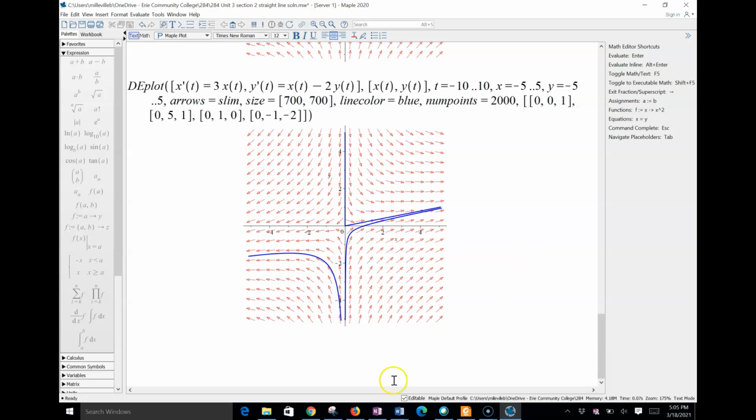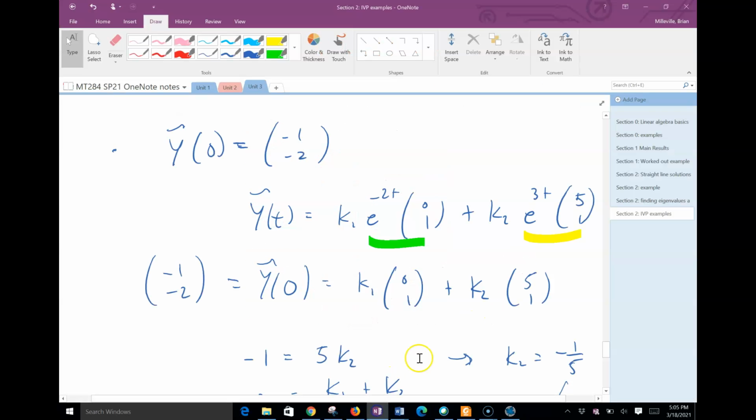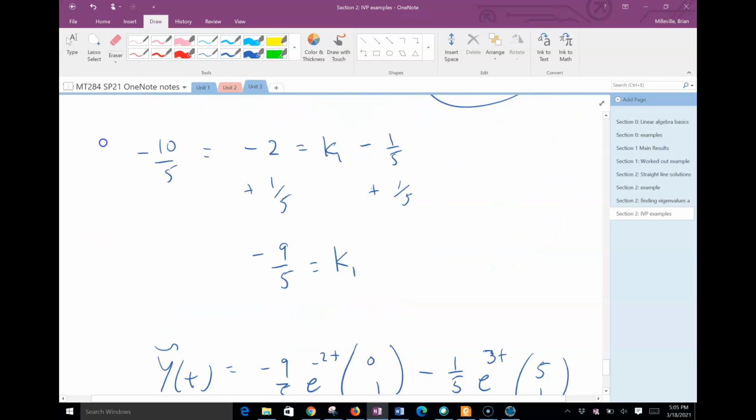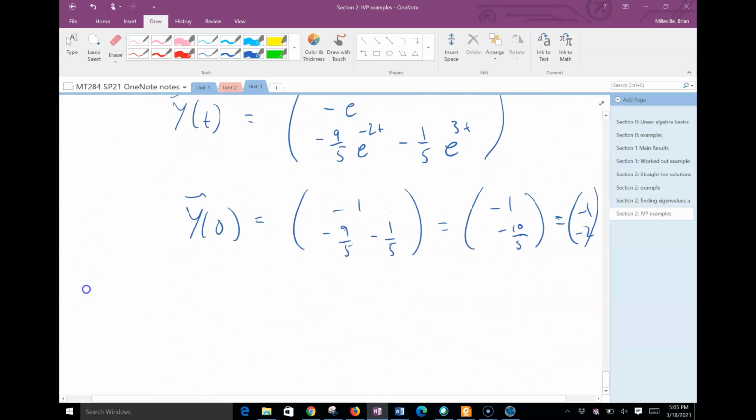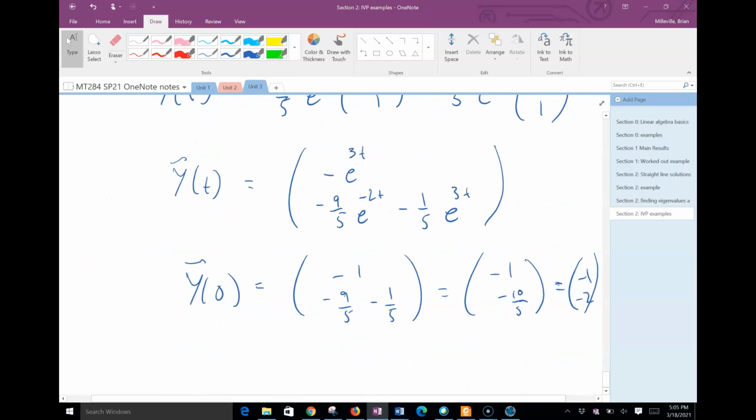Just going back to the formula, why does that happen? Let's look at our last answer here. All right, why does that happen? Well, we've got some exponential growth with the e to the 3t, and we've got some exponential decay. Well, as t goes to infinity, we're going to have exponential increase. All right, the e to the negative 2t term will go to 0. The e to the 3t term will keep growing.